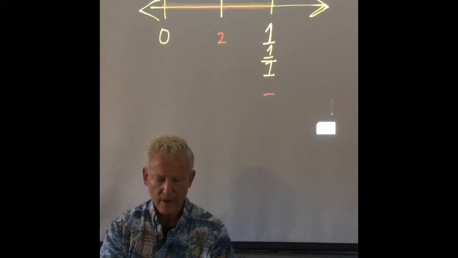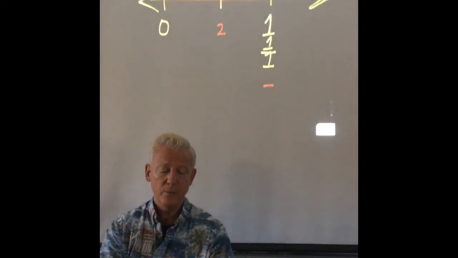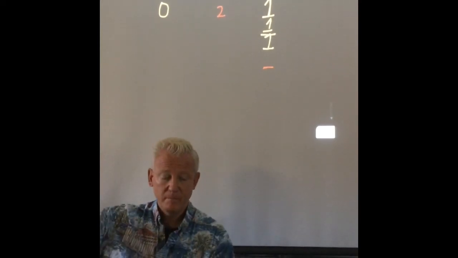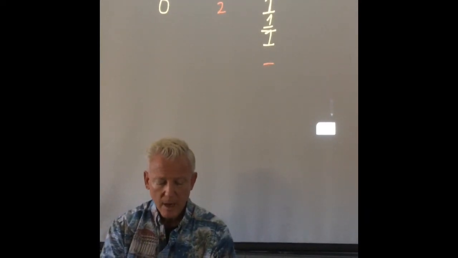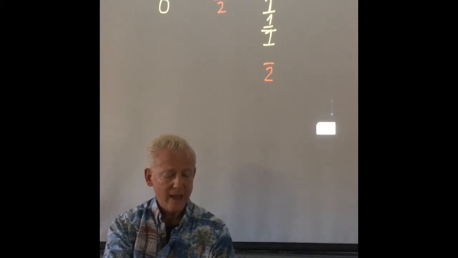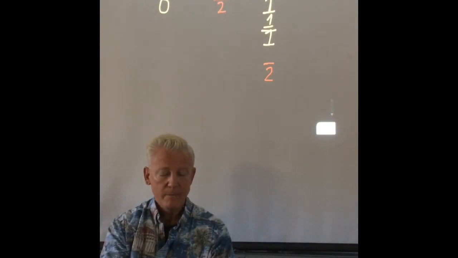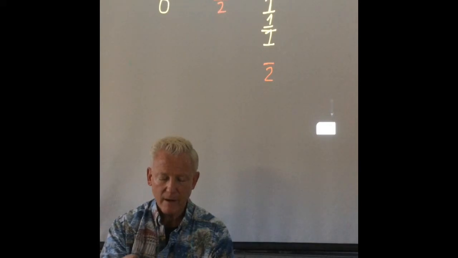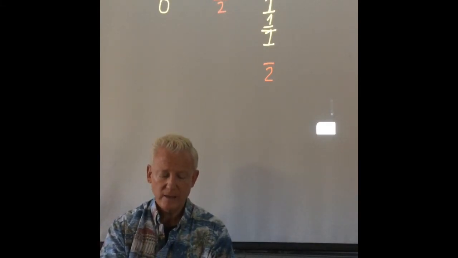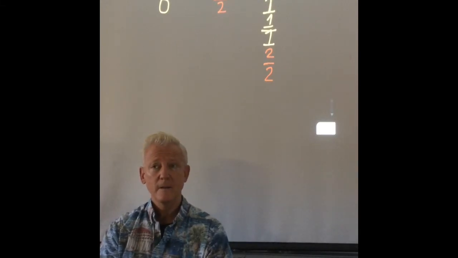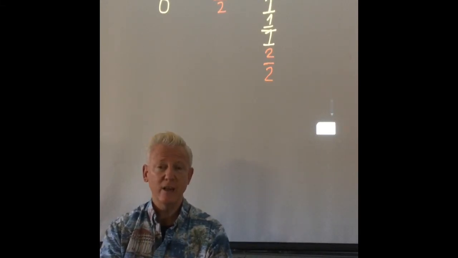And over here, where that 1 is, what am I going to need to put on the bottom? A 2, yeah. So the one in the middle, that's 1 of the 2, right? And then when I go all the way over to this spot here, what do I have? I've got 2 over 2. Does that make sense? Do you see how 2 over 2 is still equal to 1?